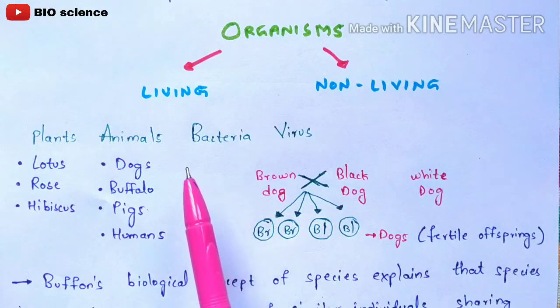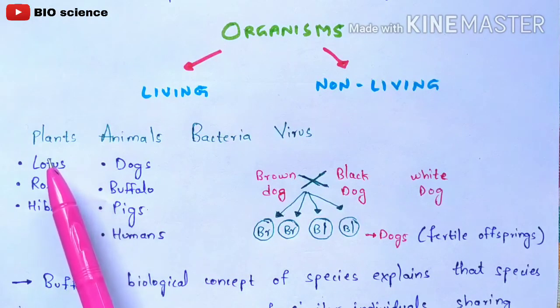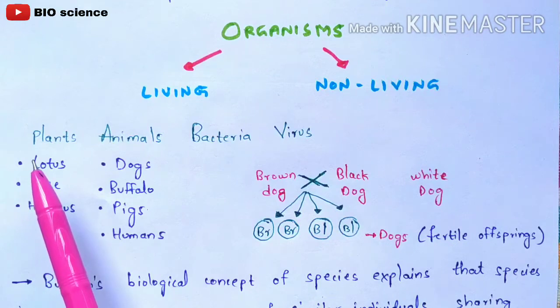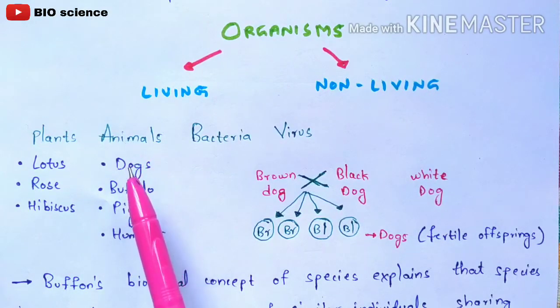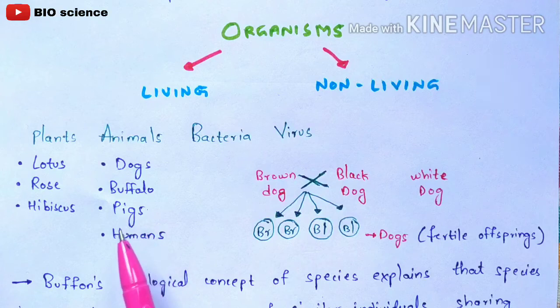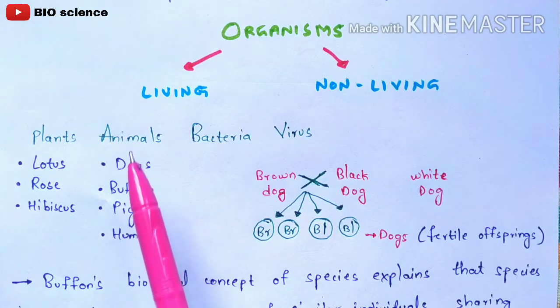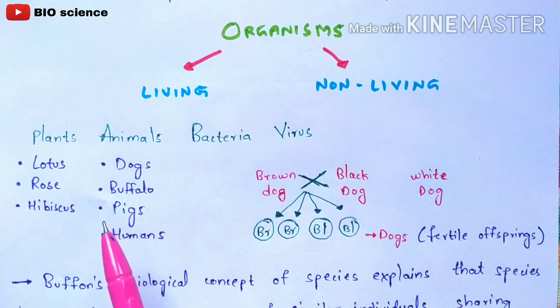Different varieties of plants are present here. For example, in plants there are different types called lotus, rose, hibiscus, jasmine, right? In a similar way, there are different types of animals: dogs, buffalo, pigs, humans. We know that humans are also considered animals. If you learn the topic of evolution, then you can know how humans are considered animals, right? All of these are nothing but species.